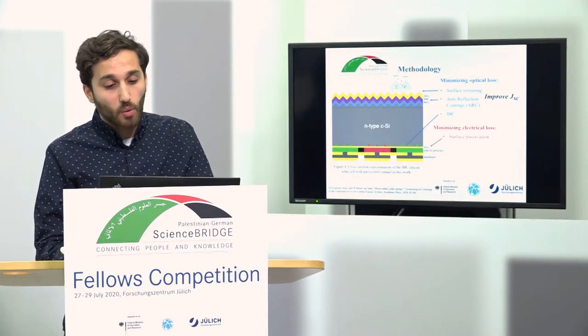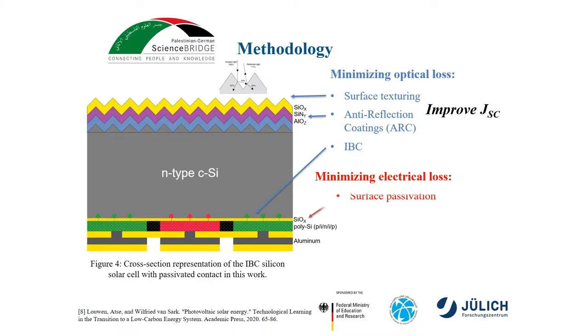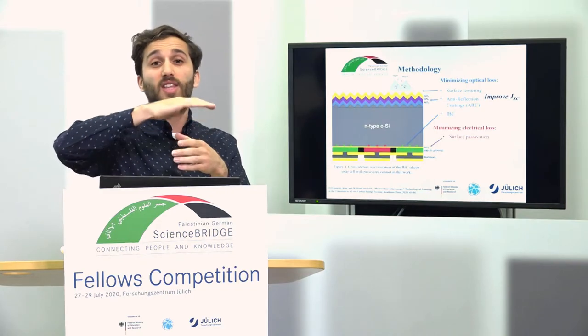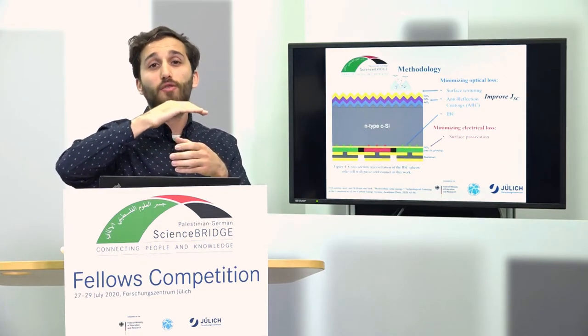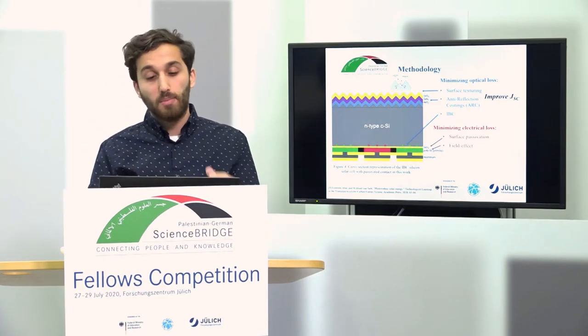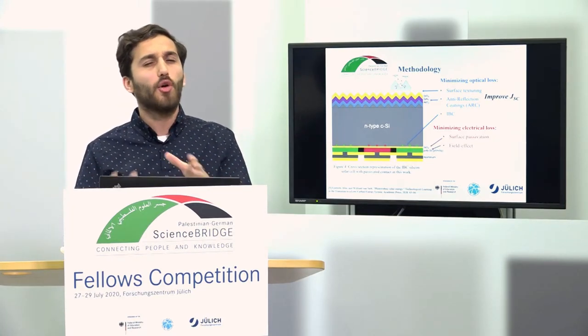For example, we will use a surface passivation layer, such as a silicon oxide layer, which can cover and passivate the dangling bonds and defects in the material. The second one is the field effect, by using polysilicon or heavily doped polysilicon, which can activate the field effect property and lead to a selective contact structure.